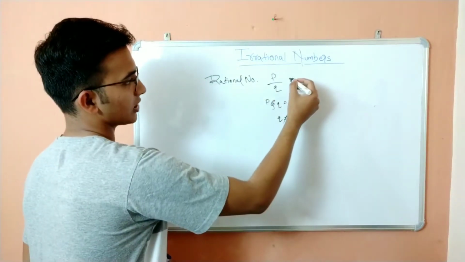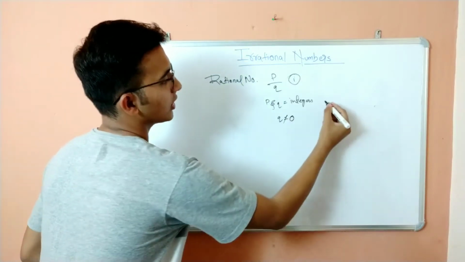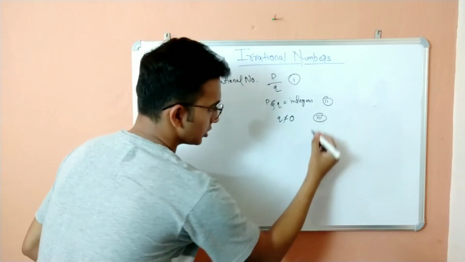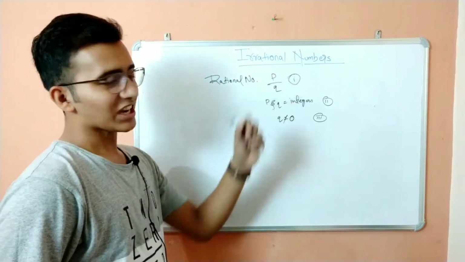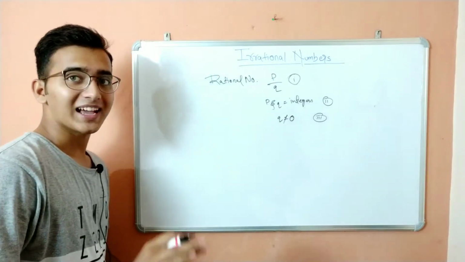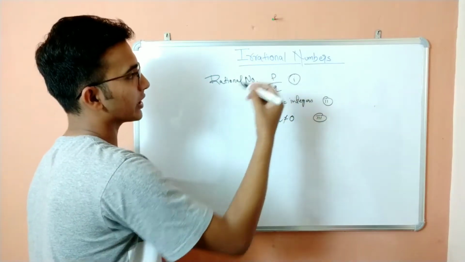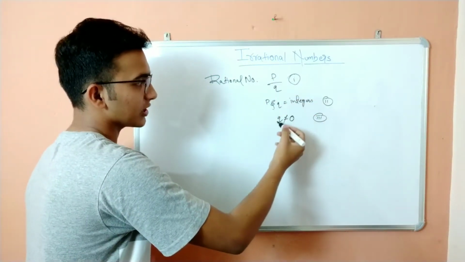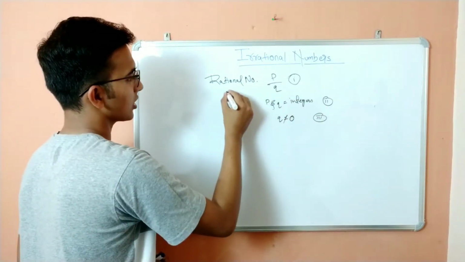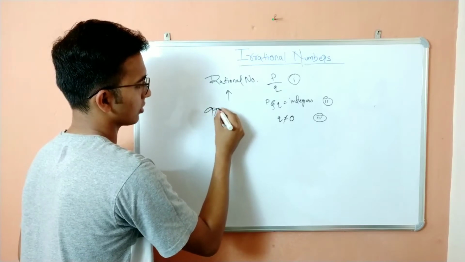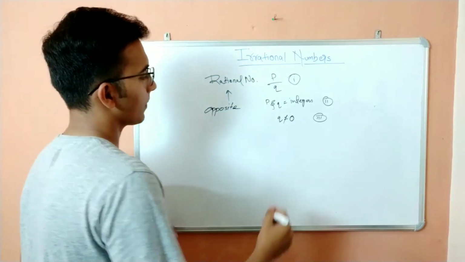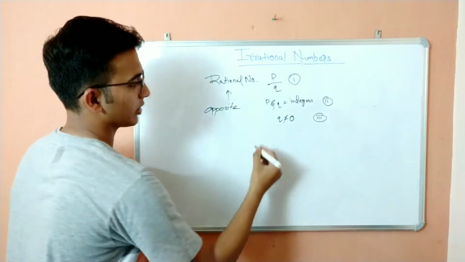These are the three conditions. They are in the form p by q, condition 1; p and q both are integers, condition 2; and q is not equal to 0, condition 3. But with irrational numbers, it's a little bit different. Irrational numbers are numbers that cannot be represented in the form p by q, where p and q are integers and q is not equal to 0. Just the opposite of rational numbers. Why do I say so? Let me give you an example of a rational number.